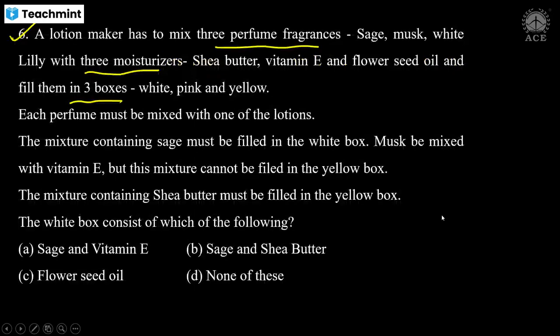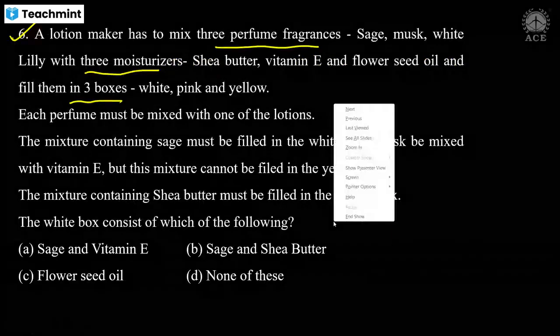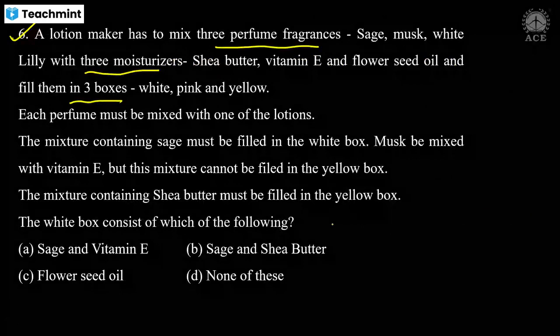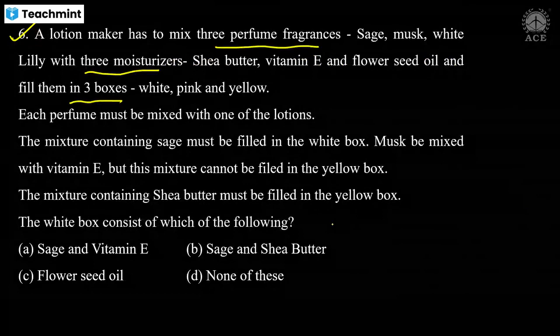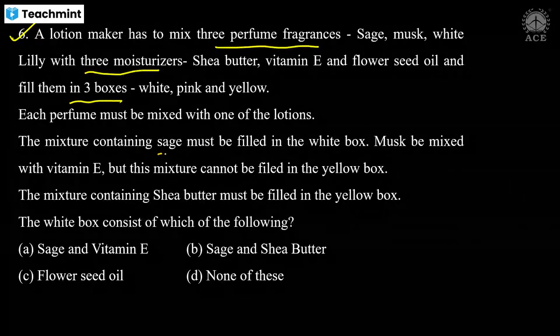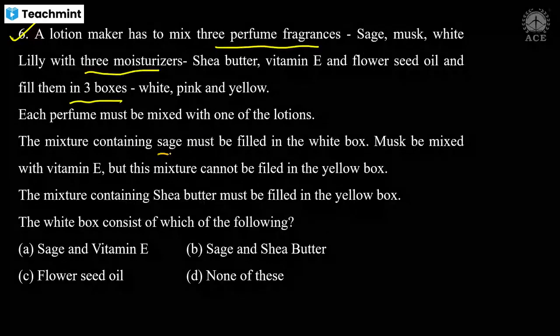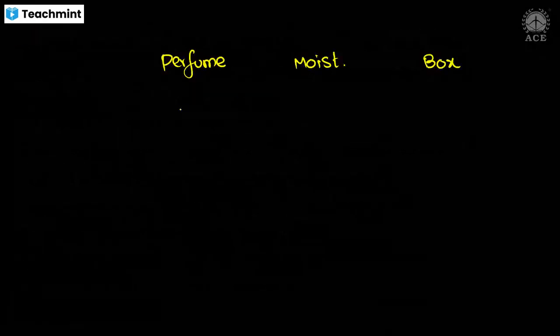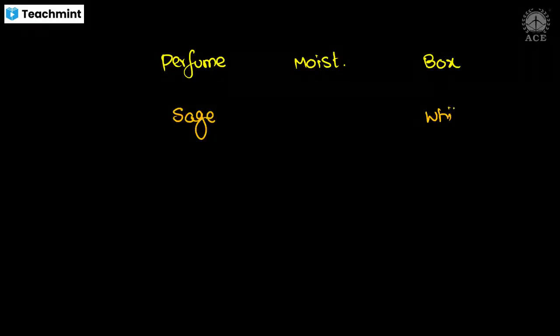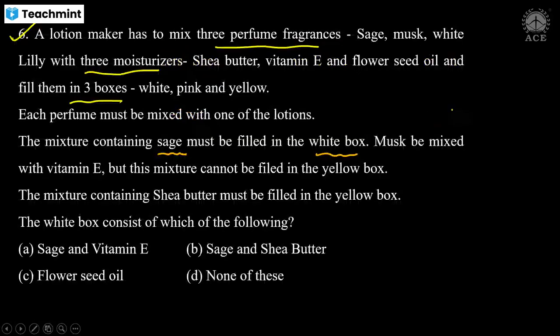Now here you see the entire data, collect the data. They don't give the direct data, all the information they don't give directly. What is given, you first collect it. What they mention: the mixture containing sage fragrance is in the white box. Sage is put in the white box. So white box is assigned, sage is assigned, sage removed, white box is taken out.